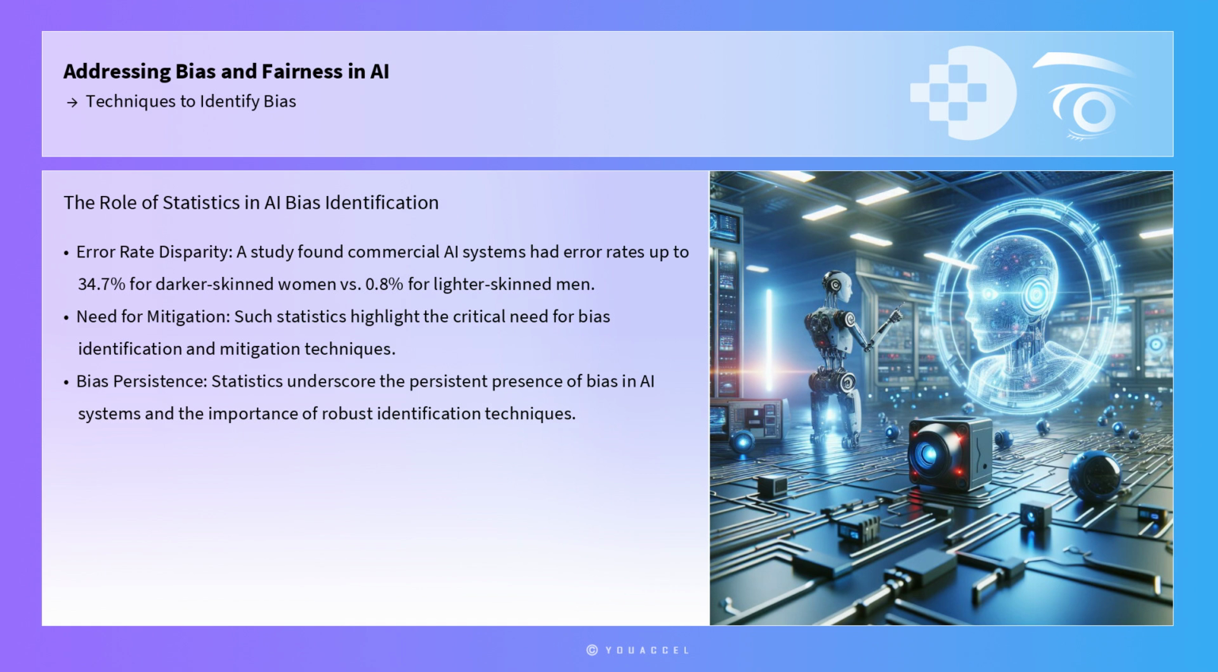Statistics play a crucial role in these techniques. For instance, a study by Buolamwini and Gebru found that commercial AI systems had error rates as high as 34.7% for darker-skinned women compared to 0.8% for lighter-skinned men, highlighting the critical need for bias identification and mitigation techniques. Such statistics underscore the persistent presence of bias in AI systems and the importance of employing robust identification techniques.